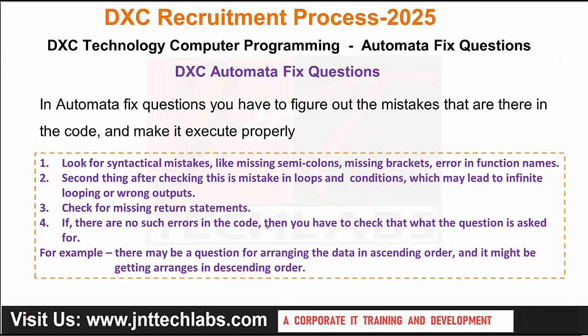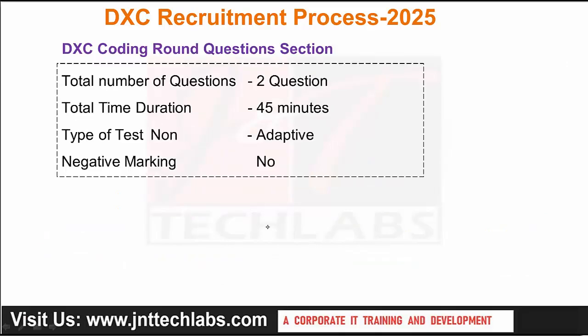We need to focus more on it, right? Coming to the coding round, that is the automata fixing questions. Whatever we are discussing in that coding round, there will be two questions. They will be given 45 minutes, right? Among these questions, to complete this round, what are the various requirements?